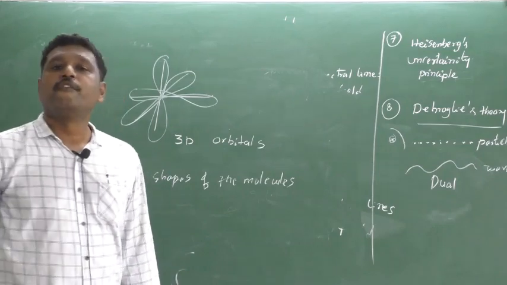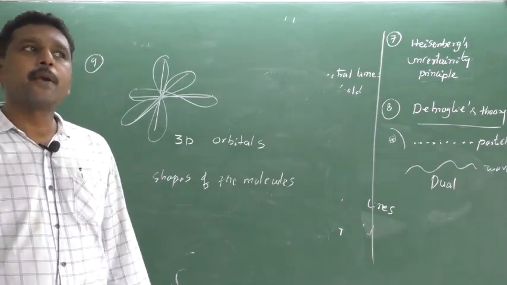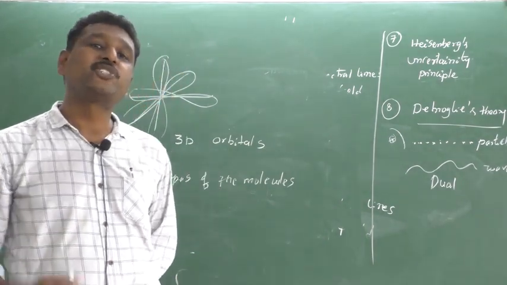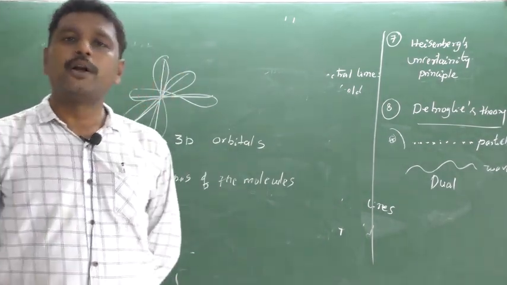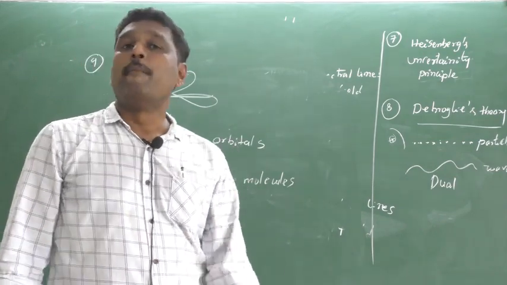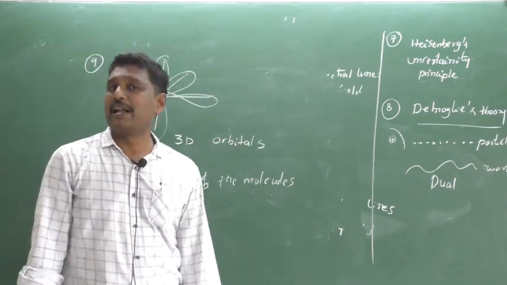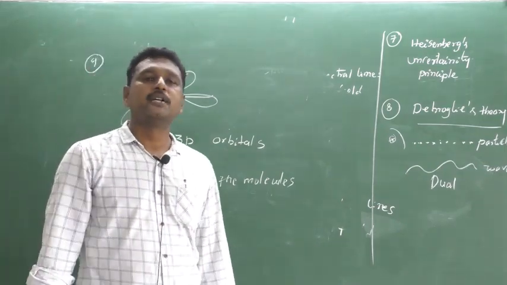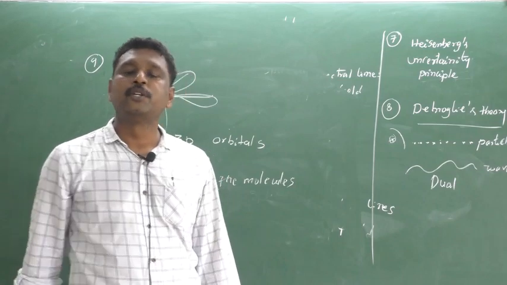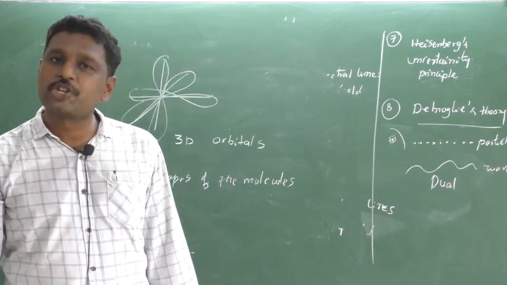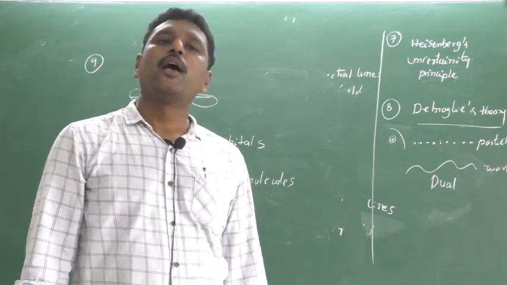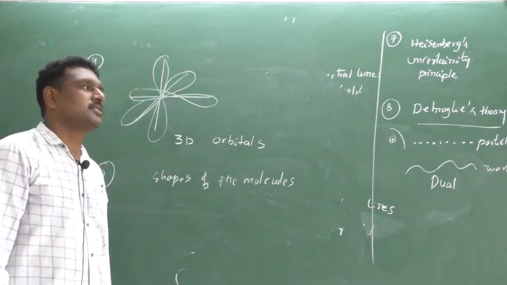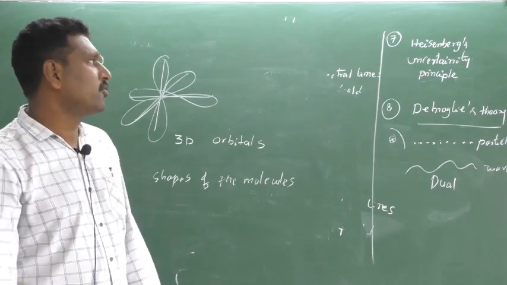So the first demerit is that it is applicable for single electron systems only, like the hydrogen atom or hydrogen-like ions. It is not applicable for multi-electron atoms like sodium, potassium and so on. Third, it explained the spectrum of single-electron systems only, and it failed to explain the spectrum of multi-electron atoms. That is the fourth point.